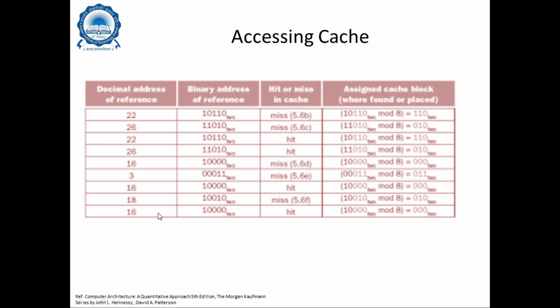Then you have 16 again. 16 is going to be a hit because we have already referenced 16 earlier, and the assigned cache block is 000. So that's how the process of accessing the cache usually works, and this is of course for a direct mapped cache. This is one class of cache architecture that we are learning. There are other classes of cache architecture that we will learn in the upcoming lectures also.